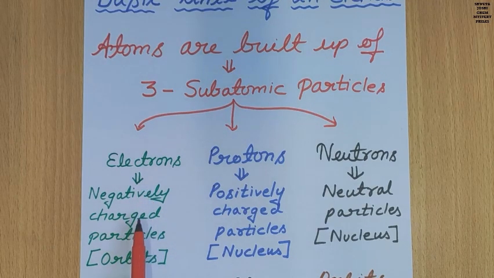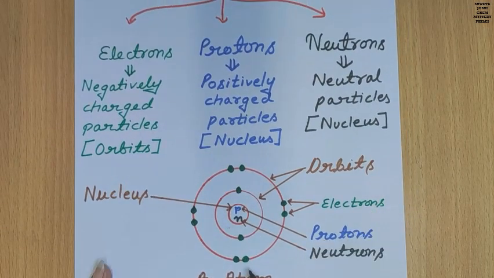Electrons are negatively charged subatomic particles which are present in the orbits. Protons are positively charged subatomic particles of an atom, and these are present in the nucleus. Neutrons are neutral particles that are present in the nucleus. Now what are these parts, orbits and nucleus? For that, you have to consider the simple structure of an atom.